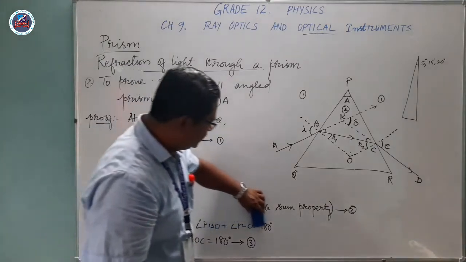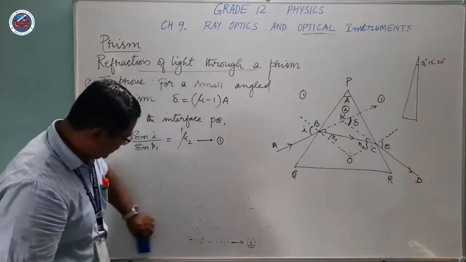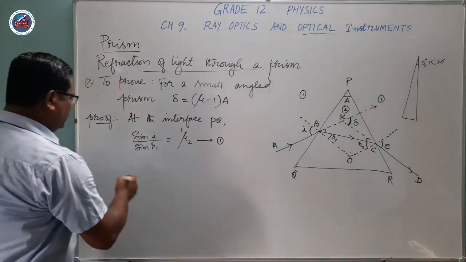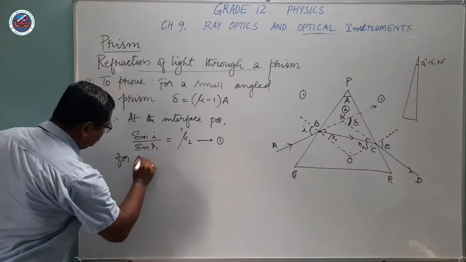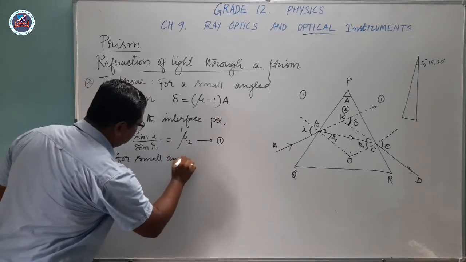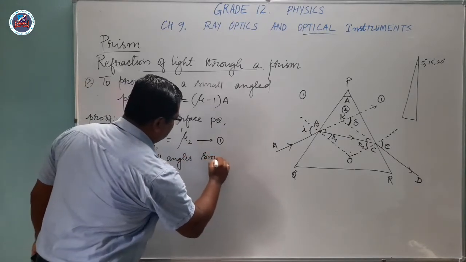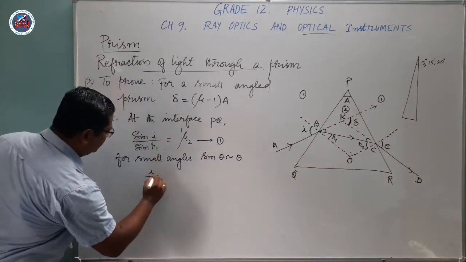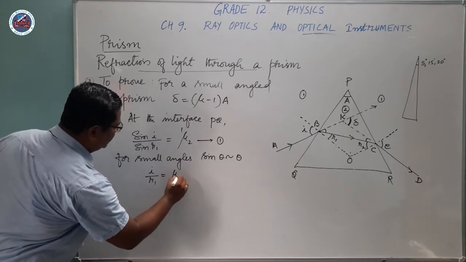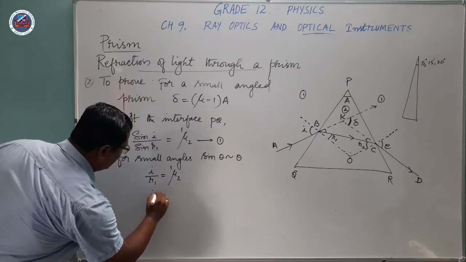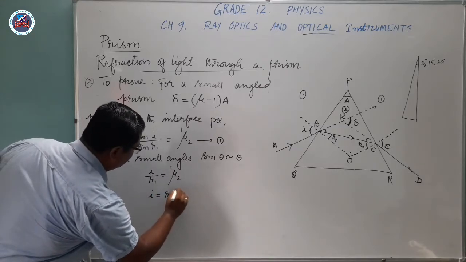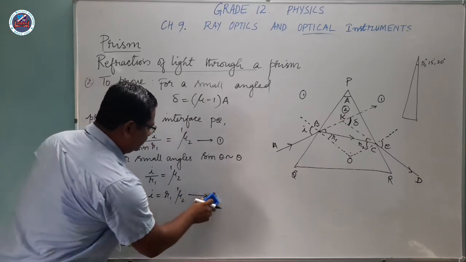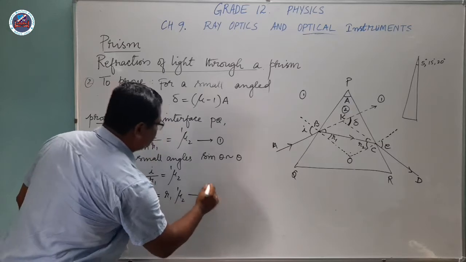For small angles, sin theta and tan theta are nearly equal to theta. Therefore, sin I we can write as I by R1 is equal to refractive index of second medium with respect to first, or I is equal to R1 times refractive index of second medium with respect to first. Let me mark it as equation number 1.